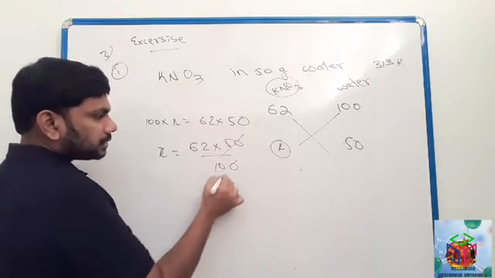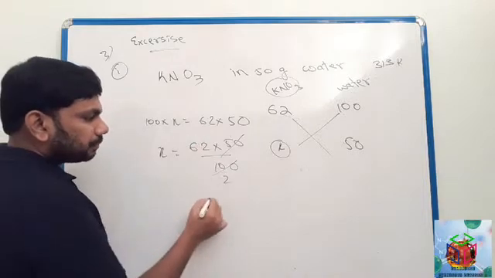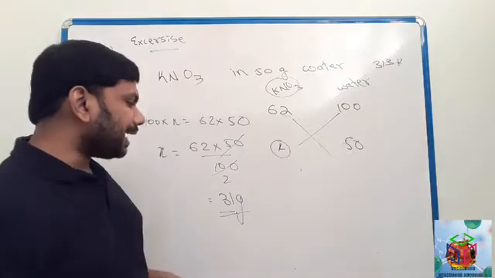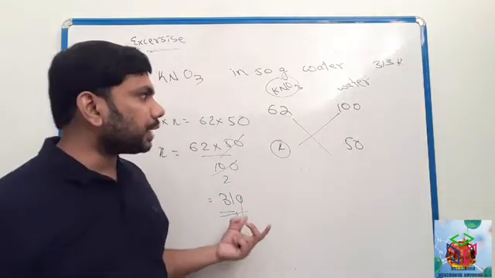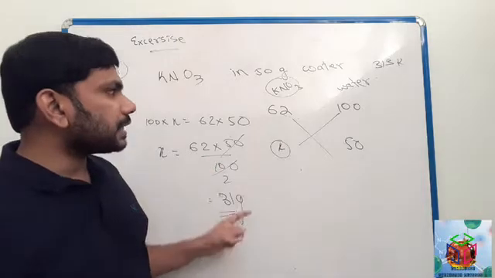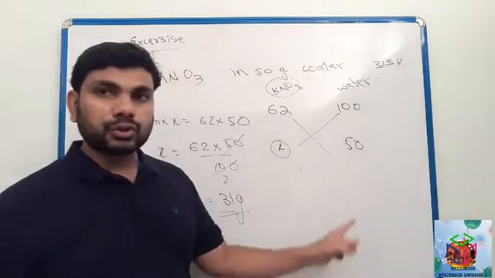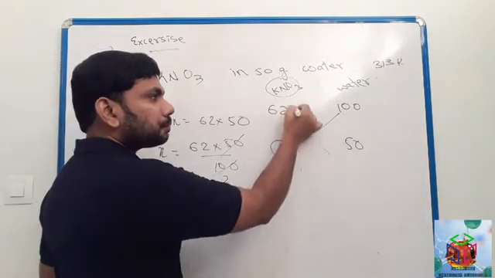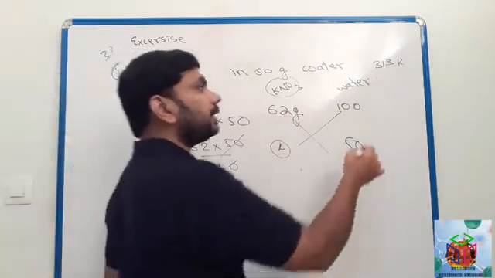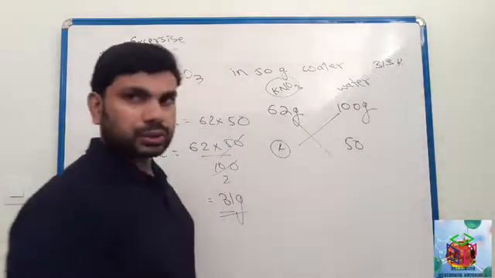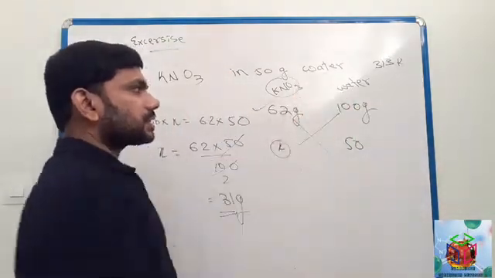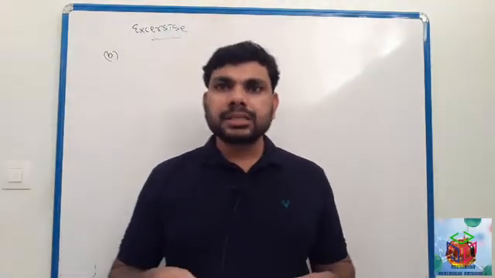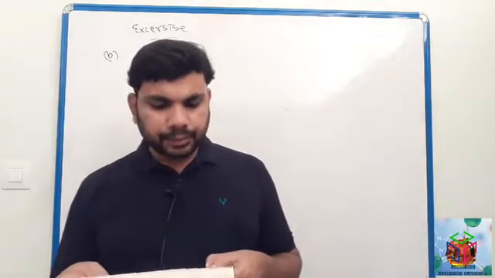When you cancel this, here 2. 62 divided by 2, 31 gram. So we have to add 31 gram potassium nitrate into 50 gram of water. Clear? This one you will get from the table. 62 gram potassium nitrate you have to add in 100 gram of water. This is from the table already given. Clear? Okay, here based on this table, next question.